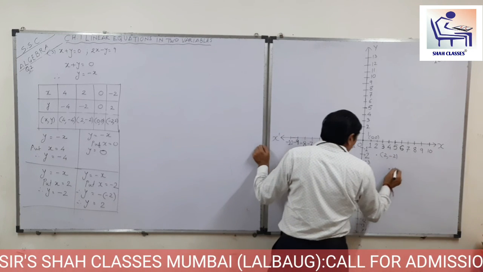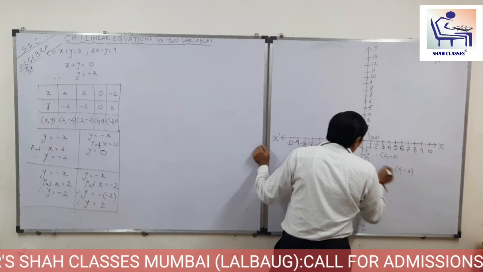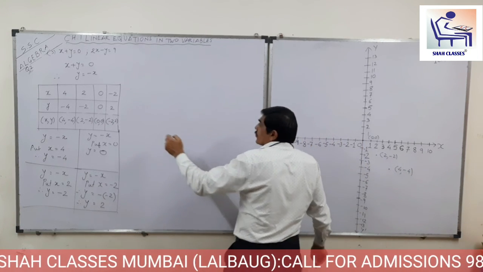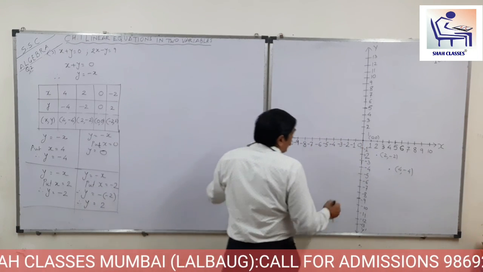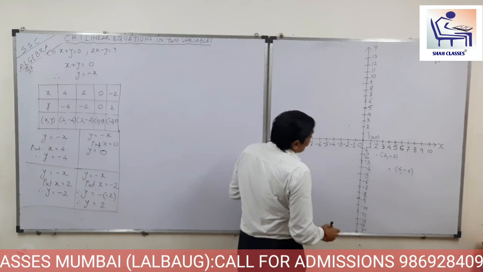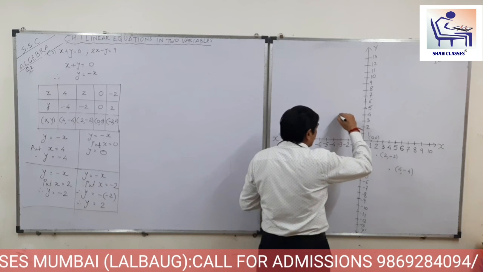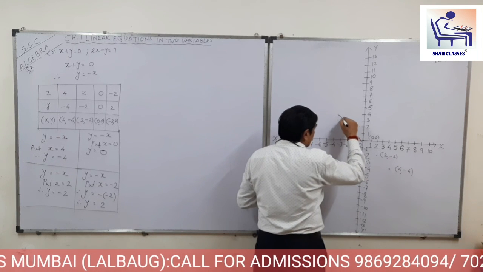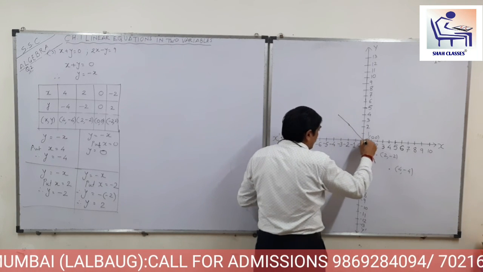You can write these points also. And the first point is 4 minus 4. It means your line is moving like this. And minus 2, 2. Please draw the line through ruler.